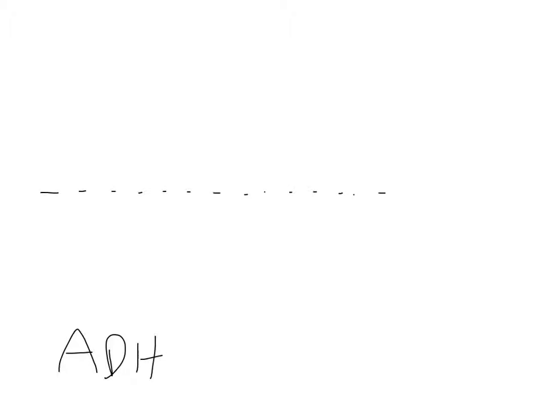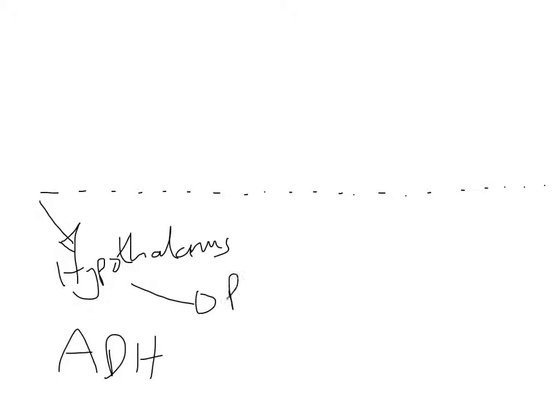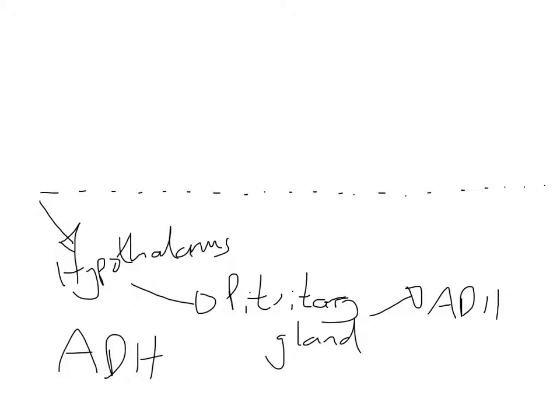Now this dotted line is representing the normal blood water content level. If we get a decrease in blood water content, this is detected by the hypothalamus, which is just a structure towards the base of the brain. The hypothalamus sends impulses to the pituitary gland, and the pituitary gland then releases ADH directly into the blood.